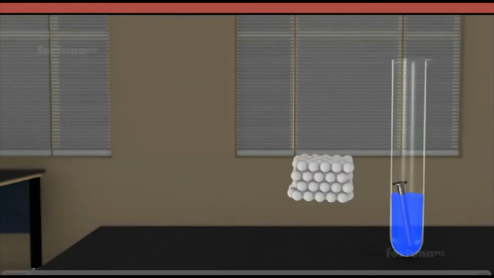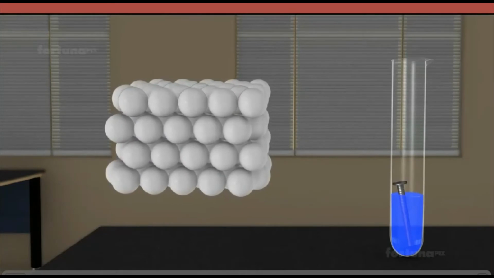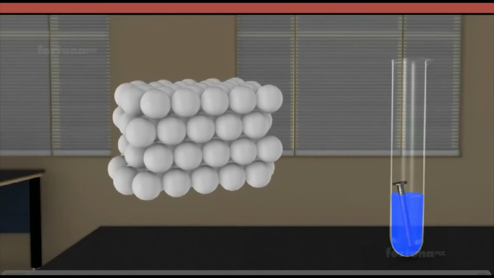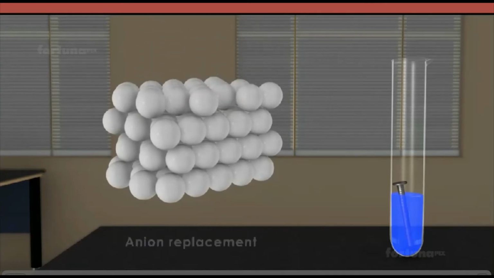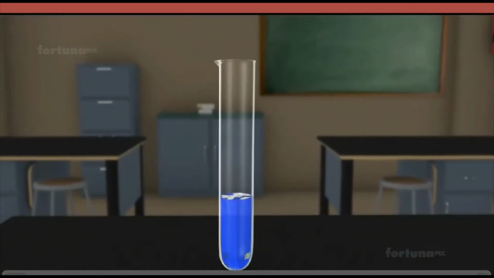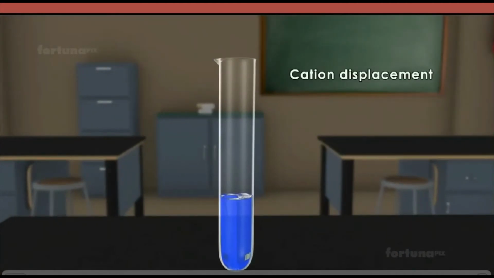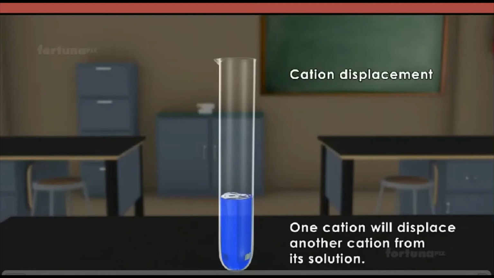Single displacement reactions can be classified as one of two types: either a cation displacement or an anion replacement. Let's first look at an example of a cation displacement. In this reaction, one cation will displace another cation from its solution.